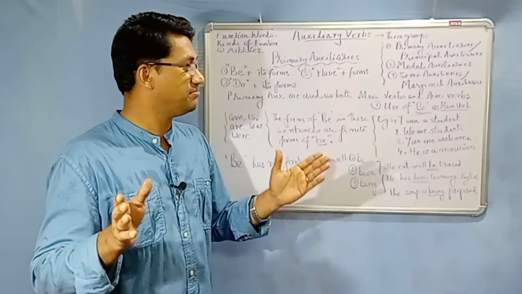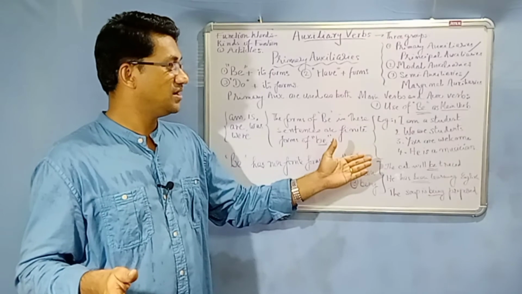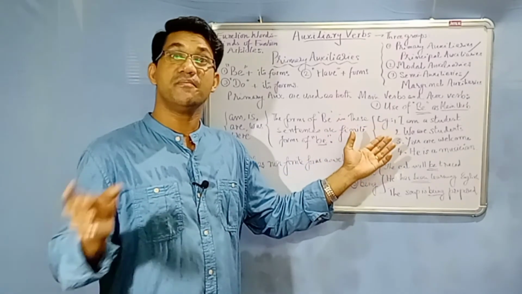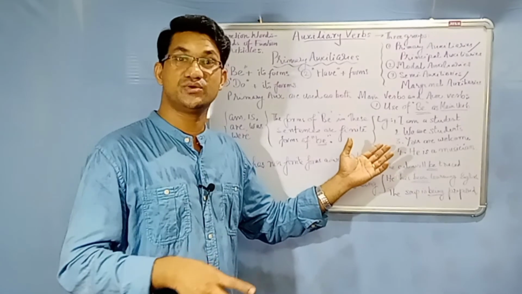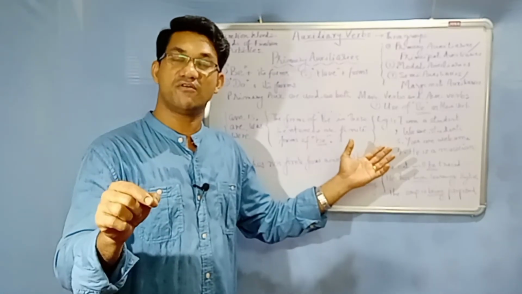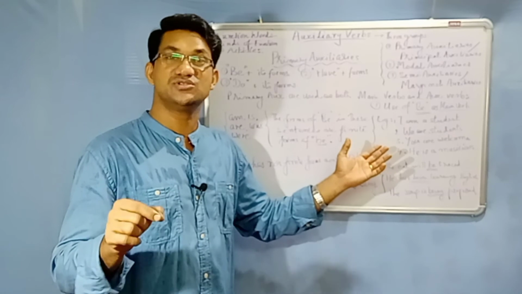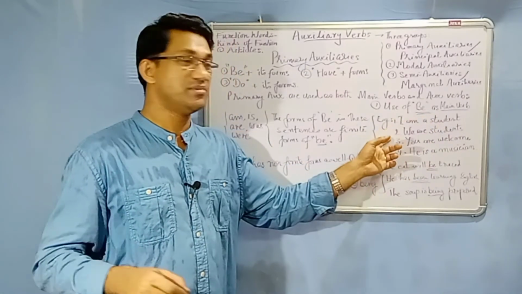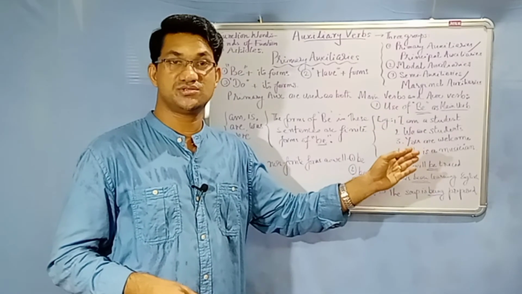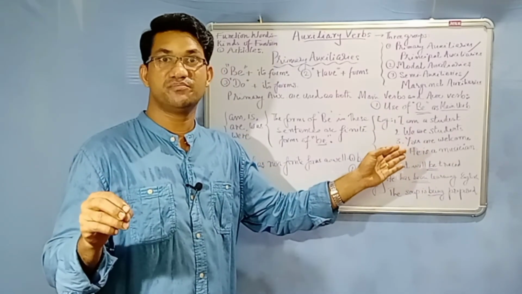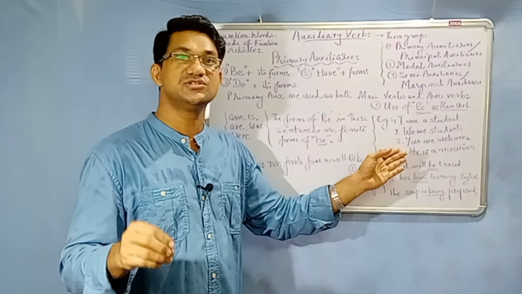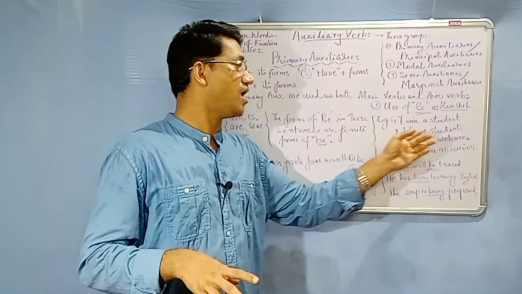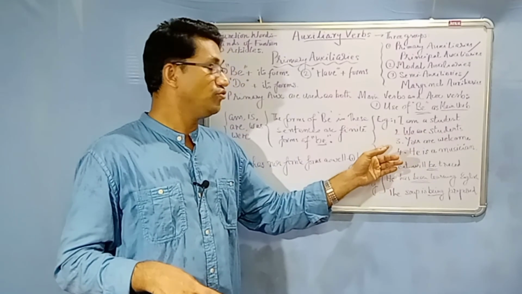Be as the main verb is used in, of course, the following sentences like I am a student. Am is one of the forms of be, and am is used as a finite verb. Number two, we are students. One of the forms of be is are, and are is used here as a finite verb, a main verb. We are students. Another one, you are welcome.